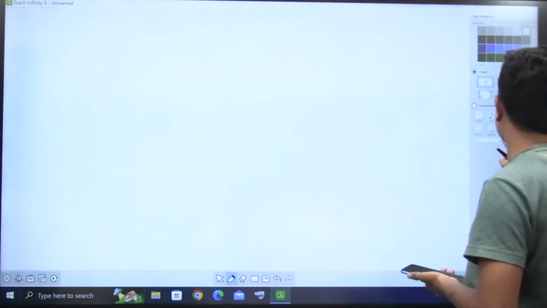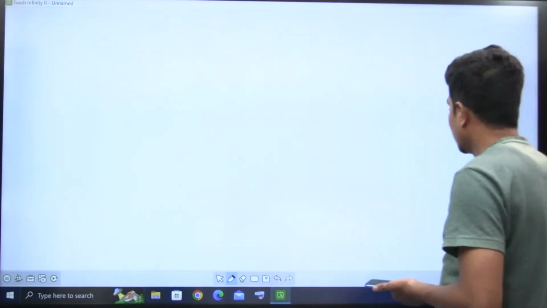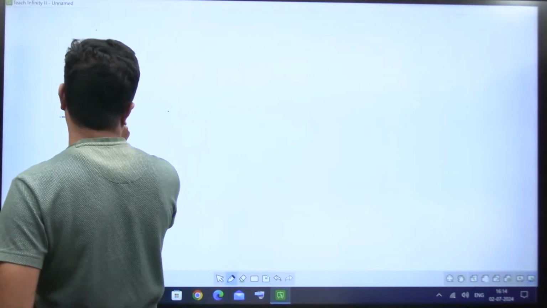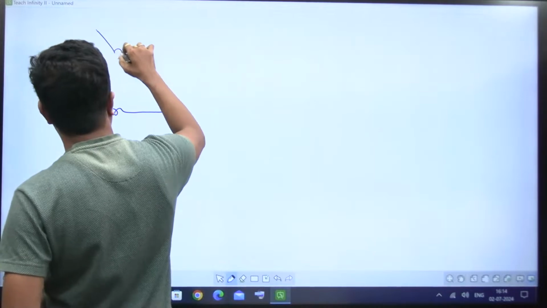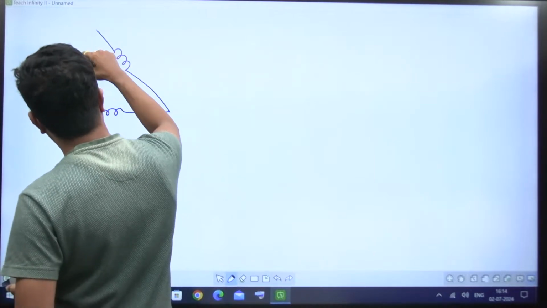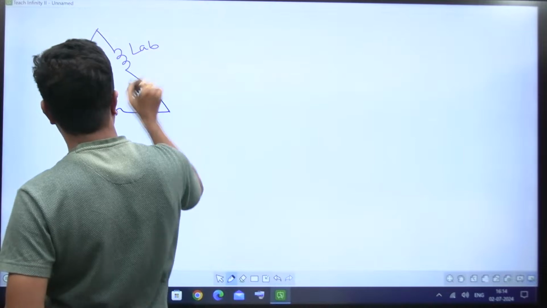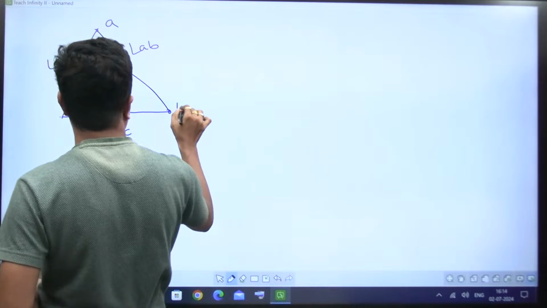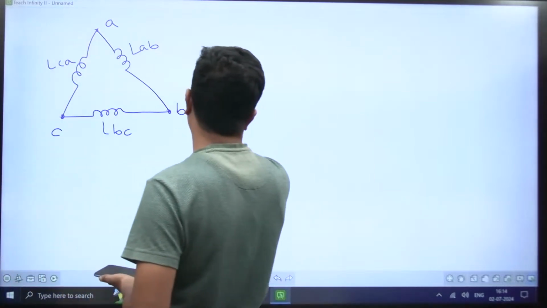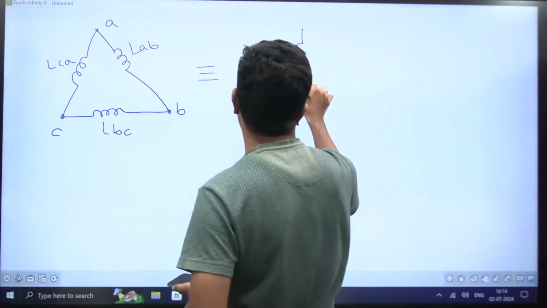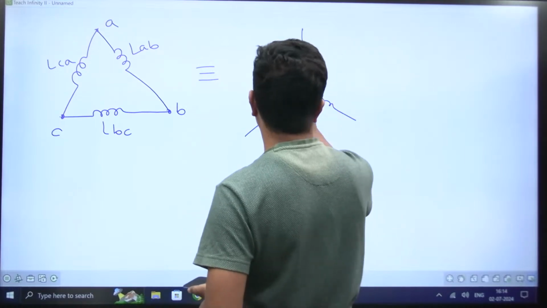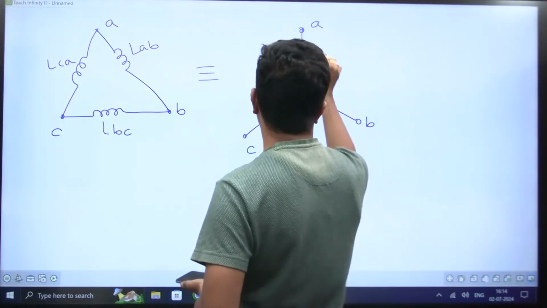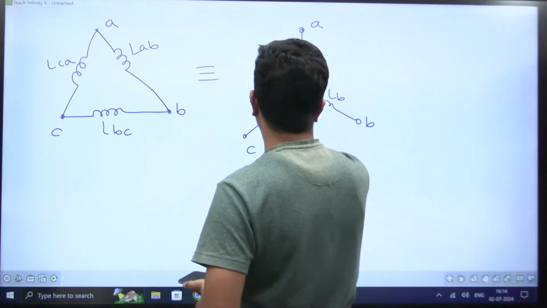Suppose you are given inductances like this: LAB, LBC, LCA, with points A, B, C. If I want to convert this into star, I get LA, LB, LC, with the neutral point and points A, B, C.